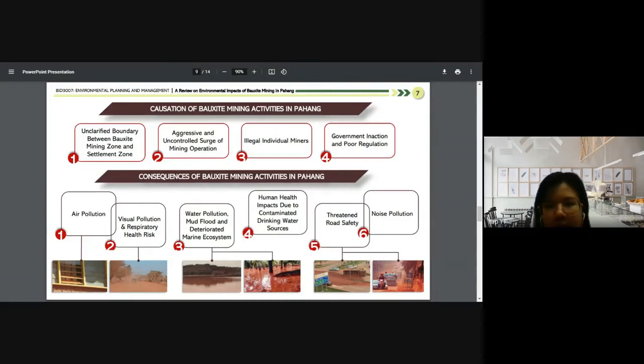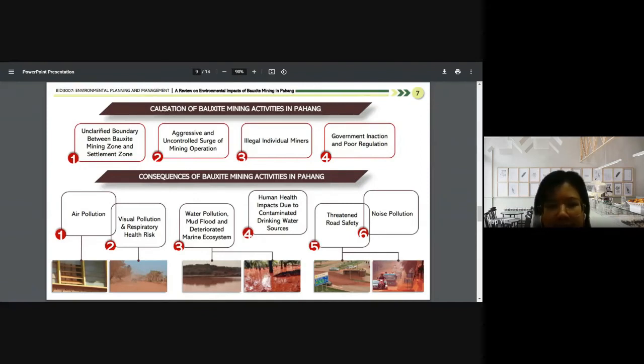The third is water pollution, mud flood, and deteriorated marine ecosystem. Because of the extraction and washing of bauxite, it has contaminated the water sources and formed mud flood. And this is proven when a 15 kilometer stretch of Pahang coastline has been stained red with heavy metal laden soil. Eventually, the degradation of water quality has harmed and poisoned the marine life.